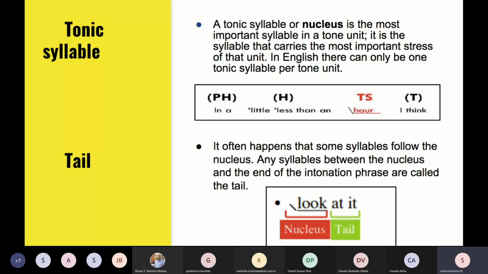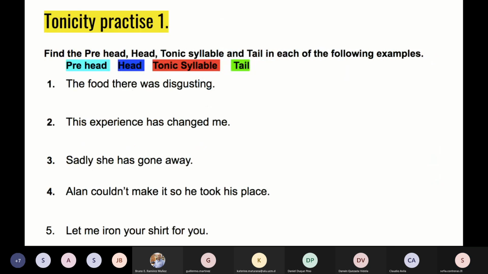So what's the tail? It often happens that some syllables follow the nucleus, and any syllable between the nucleus and the end of the intonation phrase is called the tail. So as in the example, we have "look", which is the nucleus, and "at it" will be the tail. Okay? All that is between the nucleus and the end of the intonation phrase is the tail.